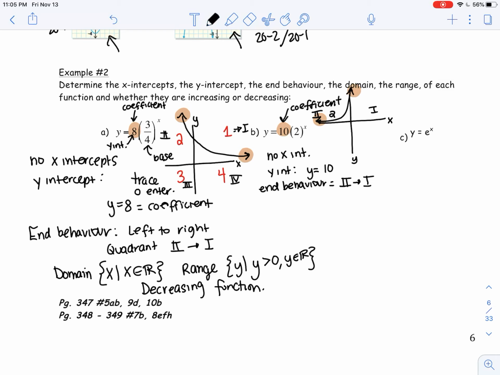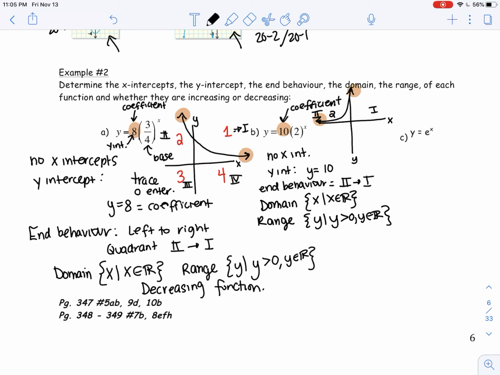The domain should be the same as the previous question. The domain for all exponentials that are not real life questions, that are just equations, numbers, will be x ∈ ℝ. And then our range will be y such that y is greater than 0, y ∈ ℝ. So that would be the same for all exponentials if it's just numbers and no situation.